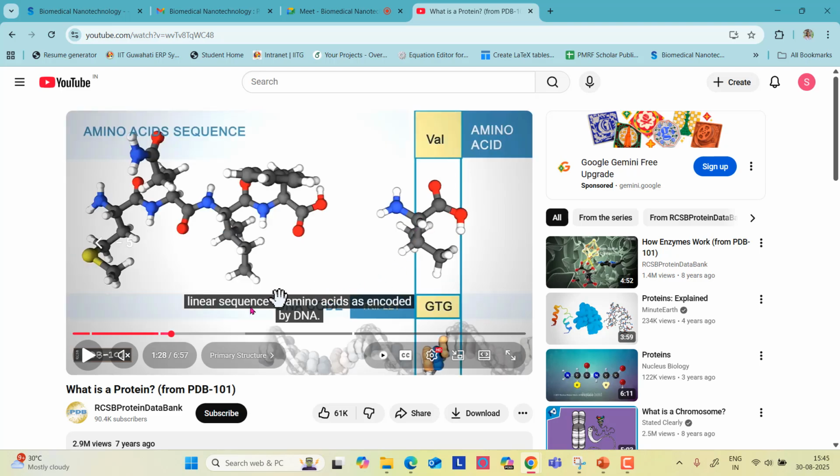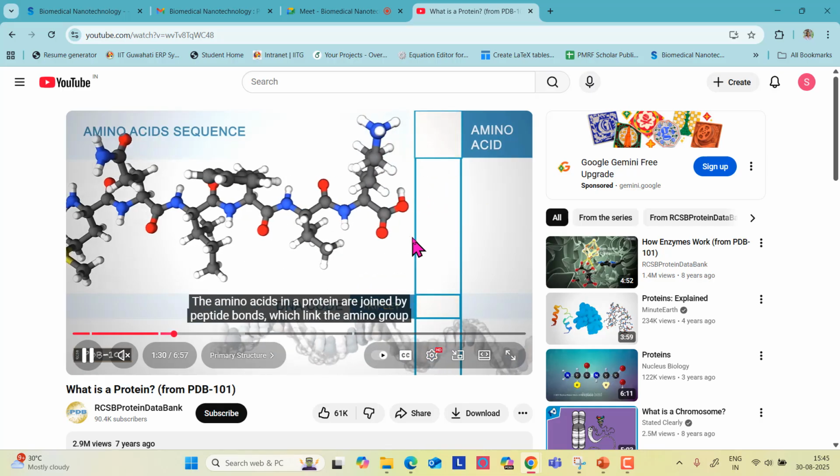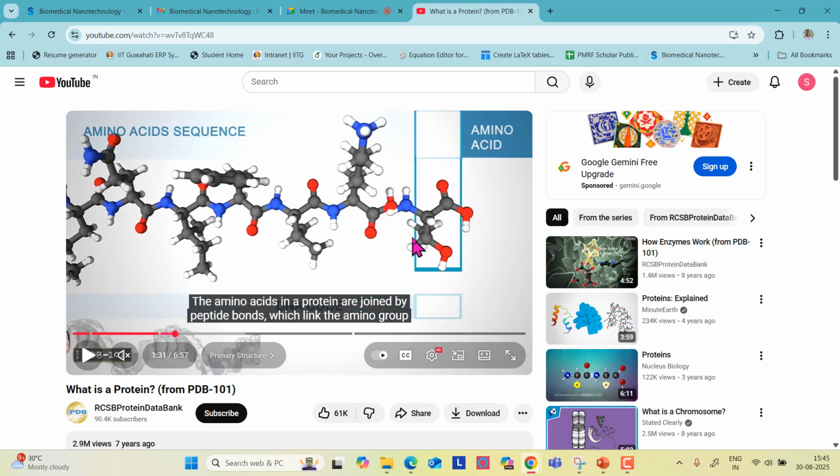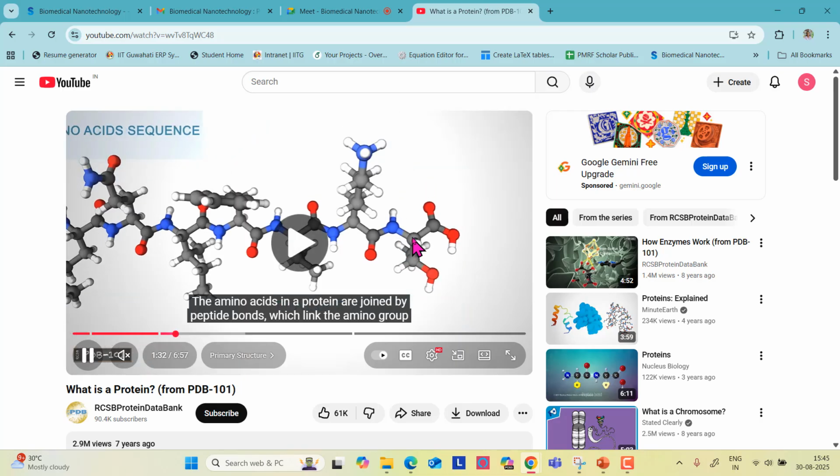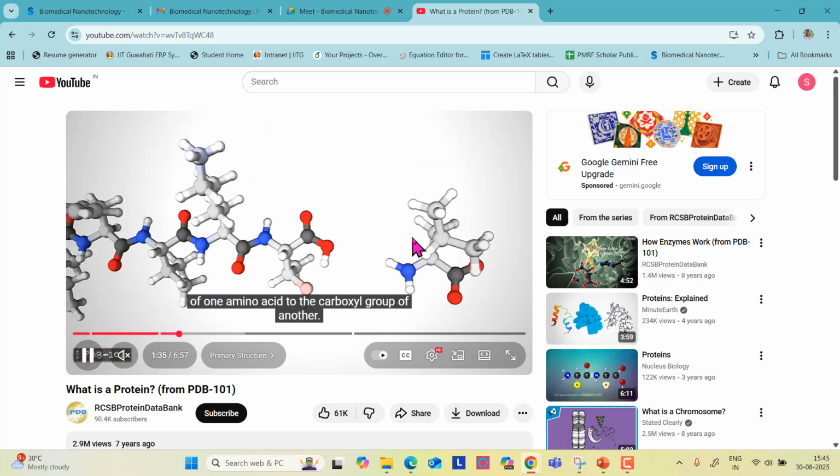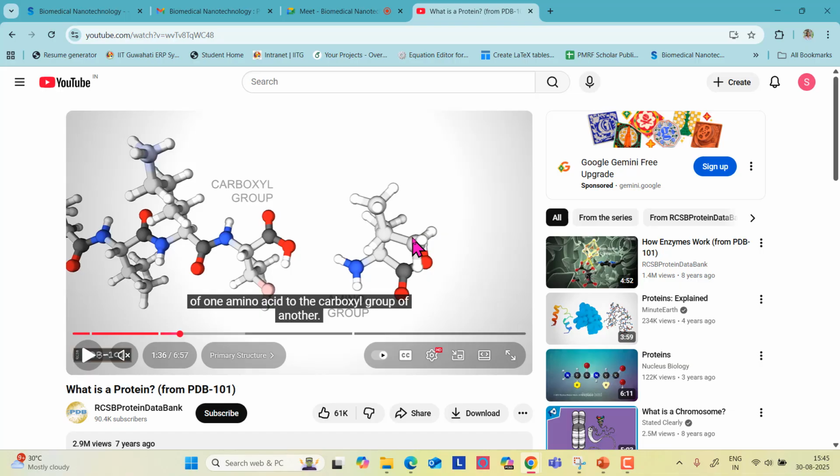It is written here: linear sequence of amino acids as encoded by DNA. This is the primary structure. The amino acids in a protein are joined by peptide bonds, and these peptide bonds link the amino group of one amino acid to the carboxyl group of another. So that is what I have shown here.